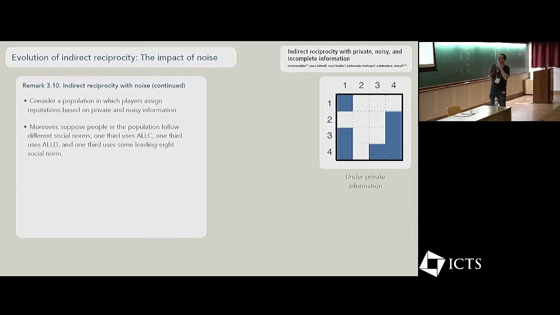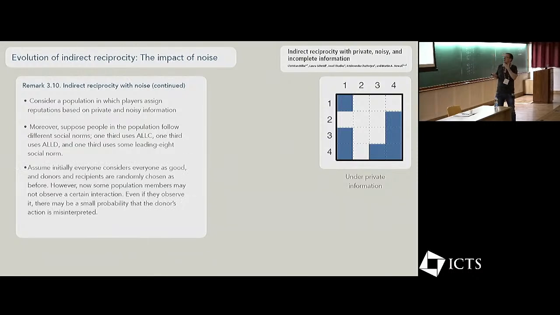And for simplicity, if we were to do this correctly, of course, we would have to do this for all 4,096 norms, if you are interested in third order norms. To make things simple on us, let's for the moment only consider 3 possible norms: all D, all C, and one of the leading 8 norms. Pick one of them, and we compare it to all D and all C. And initially, we assume that this whole big square, everything, is blue. Everyone thinks of everyone as a good person.